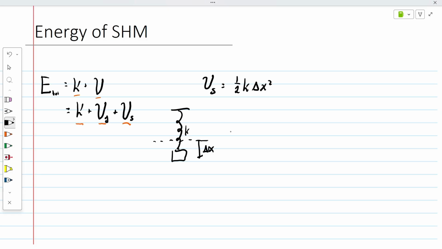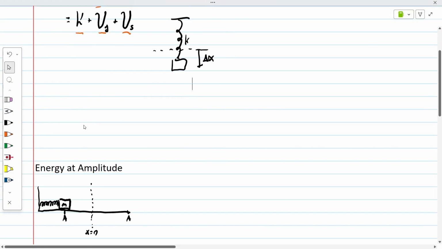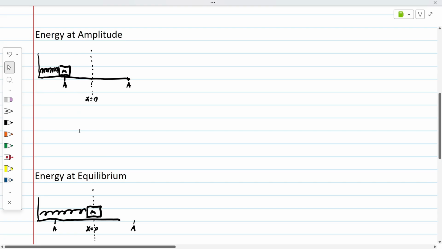And so we're going to look at three examples for a horizontal spring so that we can derive some equations that you might want to use later. Okay, so let's first look at the energy at the amplitude. So let's say we had a box of mass m pulled to an amplitude of a.